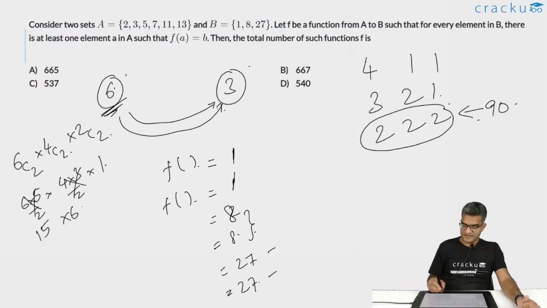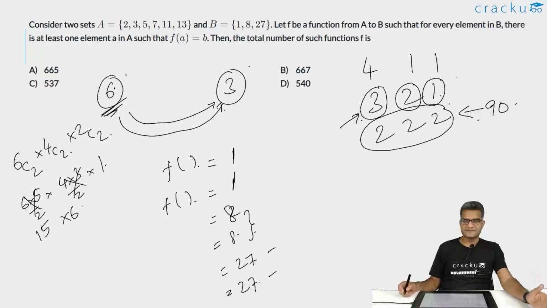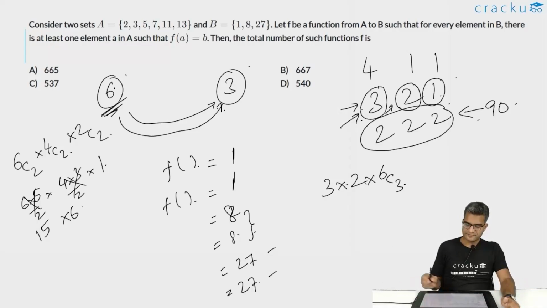Next, we will consider the case where 3 elements in B have the same element in A, 2 elements in B have the same element in A, and 1 element is the same. Now, which element in B has 3 numbers from A can be selected in 3 ways. Once that is selected, which element in B has 2 elements in A can be selected in 2 ways. Once that is selected, the 3 elements which are attached to B from A can be selected in 6C3 ways. Now we are left with 3 elements, and out of those 3 elements, which 2 elements will be attached to this particular element can be selected in 3C2 ways.